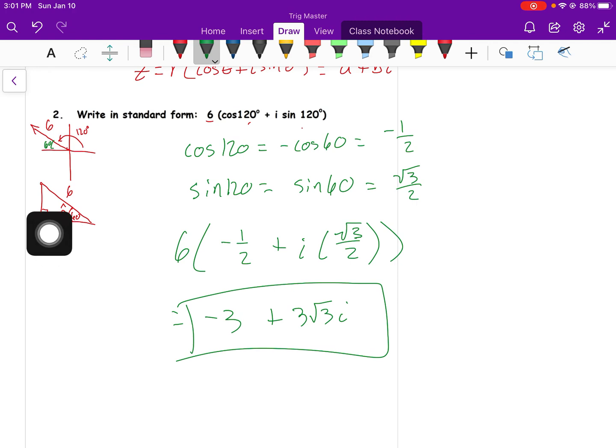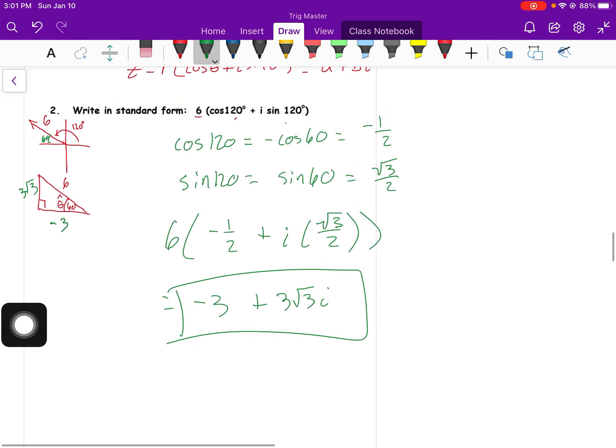Okay. If you wanted to, you could, like I said, figure out this triangle, which is basically what we did here. If you did cosine of 60 equals something over 6, you're going to have to come out and figure out that that would be a 3. But since we went left, it's a negative 3. And then this would be a 3 square root of 3. Okay. Your 30, 60, 90 special right triangle would also be how you can solve that. So our standard form of 6 times cosine of 120 plus i sine of 120 is the same thing as negative 3 plus 3 square root of 3 i.